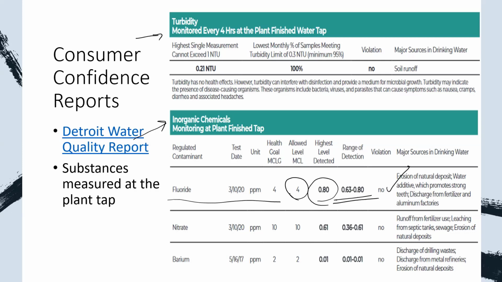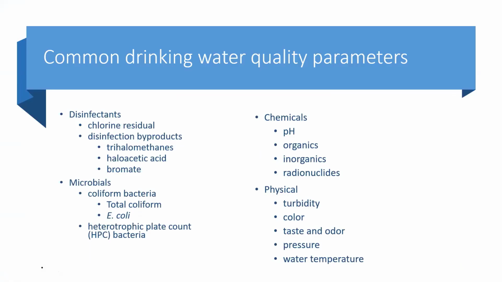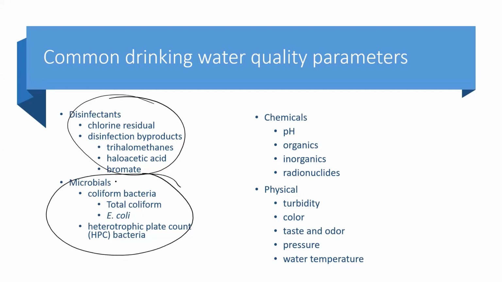Same with nitrate, that's also provided. Barium is also provided. What is required will vary. So in terms of some of the common water quality parameters that are measured include, we've mentioned some of these, various disinfectants. So these include trihalomethane, so chloroform, bromoform, haloacetic acids, bromate. It includes microbials.